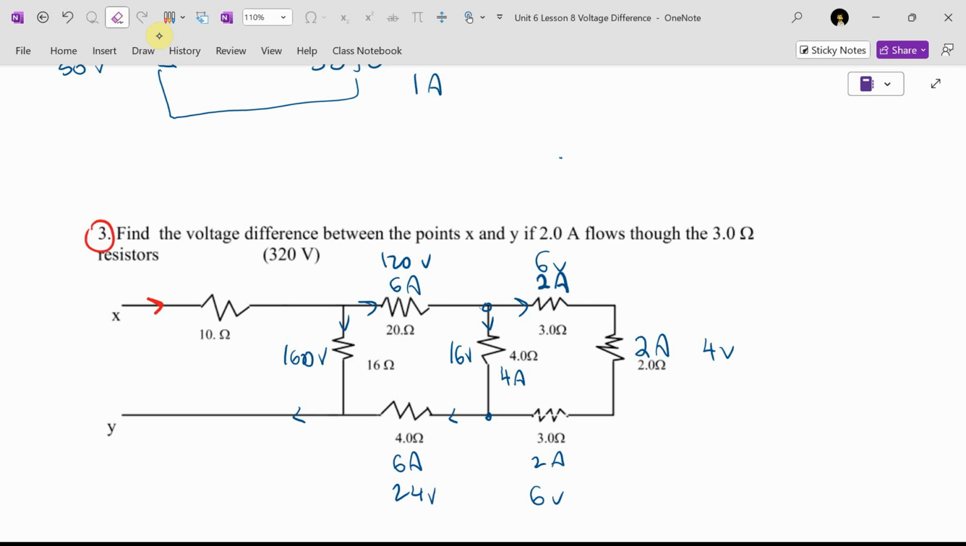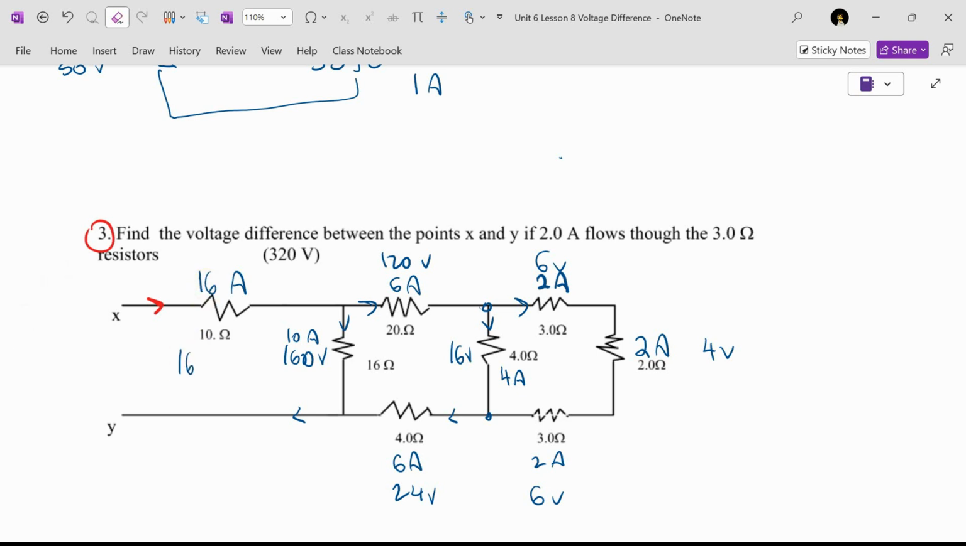I know 2 things. I can tell you this must be 10 amps. 160 divided by 16. I did the math in my head. Oh, I have 10 amps flowing this way. I have 6 amps flowing this way, 10 amps flowing this way. It must have been 16 amps flowing in.